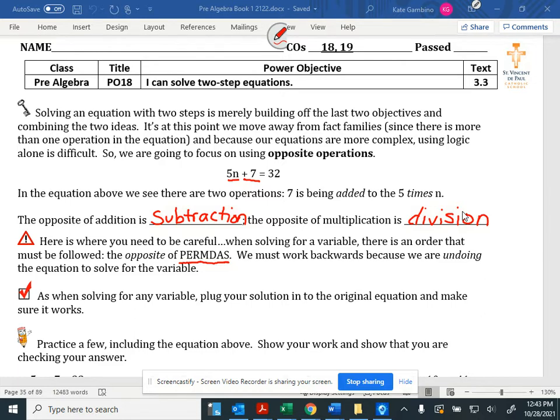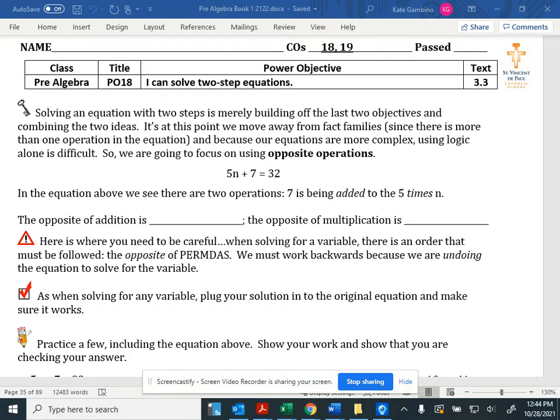As when solving for any variable, plug your solution into the original equation and make sure it works. We've talked about this the last couple of days. Always take the answer you come up with, put it in the equation, and see if that answer is correct. If you put that variable in, you should have a true equation. So let's erase this and we will work on a couple together.